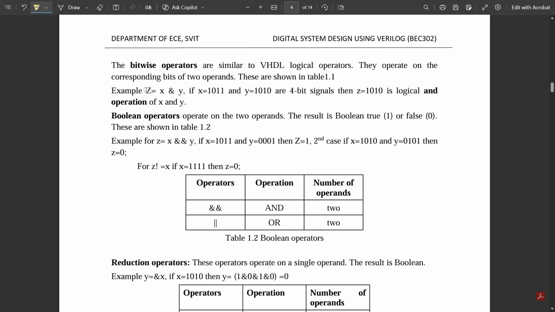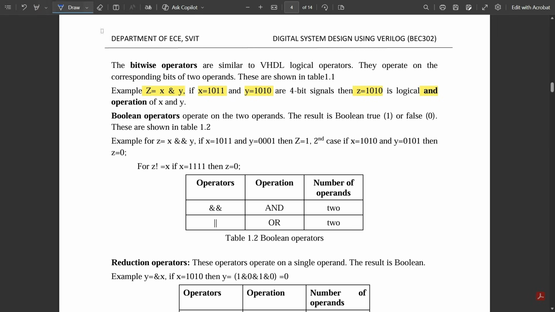You see here, assume that this is the relationship given between z, x, and y, that is z is equal to x and y. If the value of x is 1011 and y is 1010, they are 4-bit signals, then the resultant answer for z we would get as 1010. And why? Because you see here in the equation they have given z is equal to x and y, right? So that's why between each of the bits the logical AND operation takes place, and we would get this as the result.